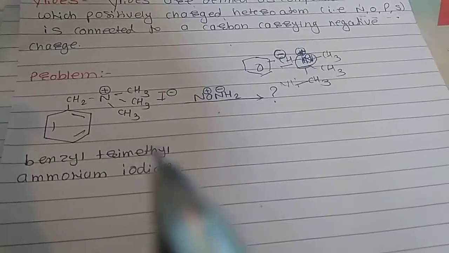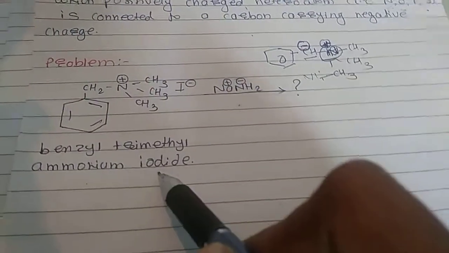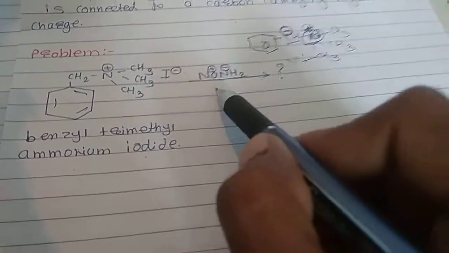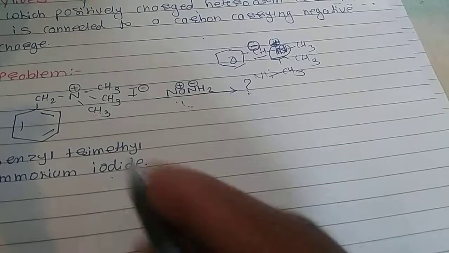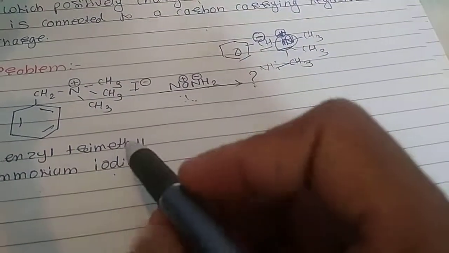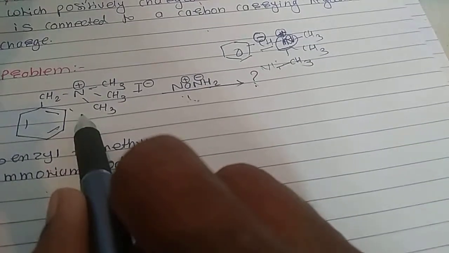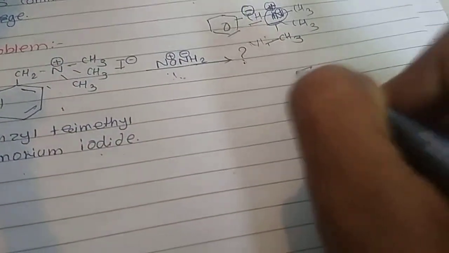So here is one problem. The problem is like this: benzyl tertiary ammonium iodide is reacted with sodamide acting as a base, and what will be the product is given here. It is also a Sommelet Hauser rearrangement reaction. The rearrangement takes place between these compounds and the formation of the methyl derivative of N,N-dimethyl amine takes place, and the product is like that. Here we are writing the product.